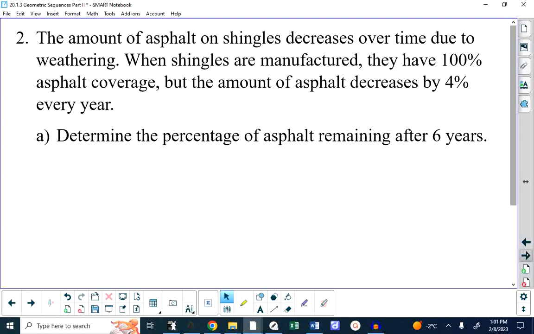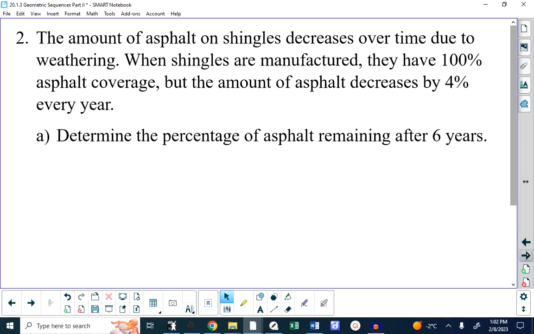It turns out that there's a relationship here between how long the shingles are exposed to our climate and what percentage of asphalt you have left. So when you first get shingles manufactured, they have what we call 100% asphalt coverage. They're perfect. Perfect amount of asphalt. But they lose 4% every year. Okay? About. Depends on the shingles, but about 4%. Determine the percentage of asphalt remaining after 6 years.